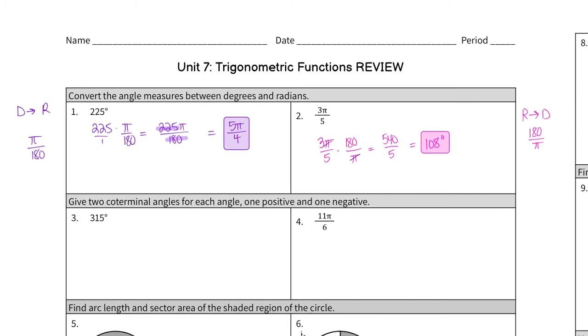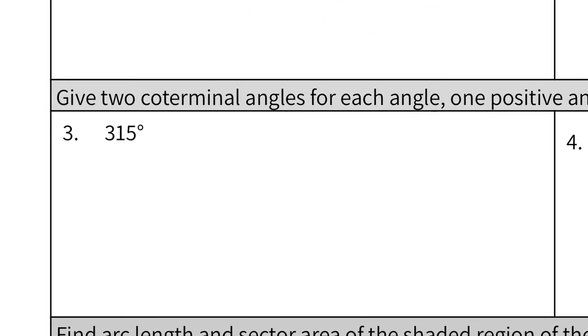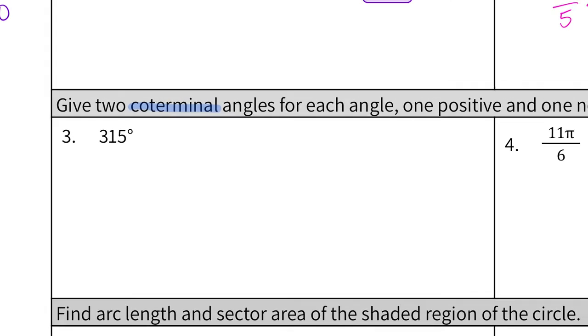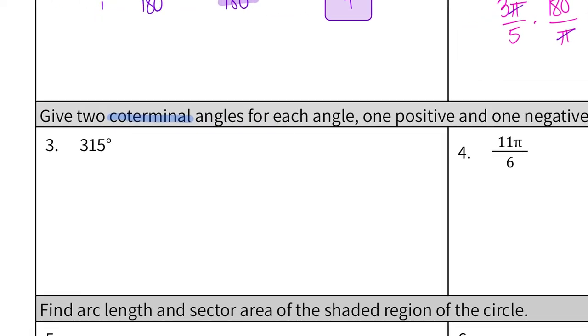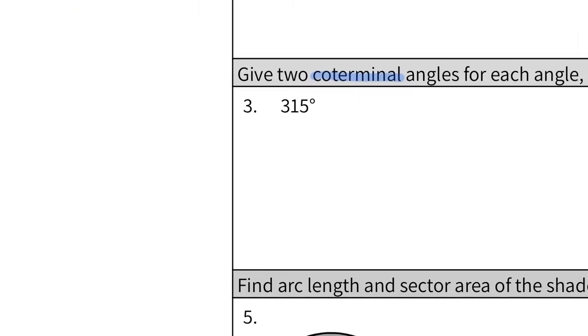The next thing that we talked about was coterminal angles. So coterminal, when you think of the word terminal, you should think about things that are ending. So if they're coterminal, that means that they end at the same spot. So they want us to find two coterminal angles for each, one positive and one negative. So think about a circle, our unit circle, right?